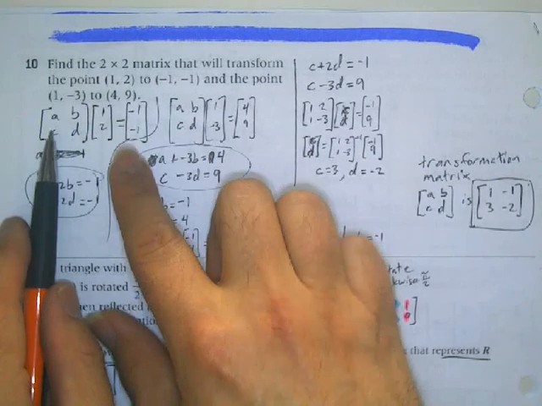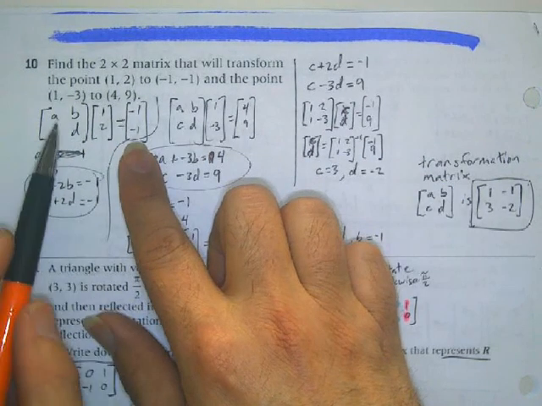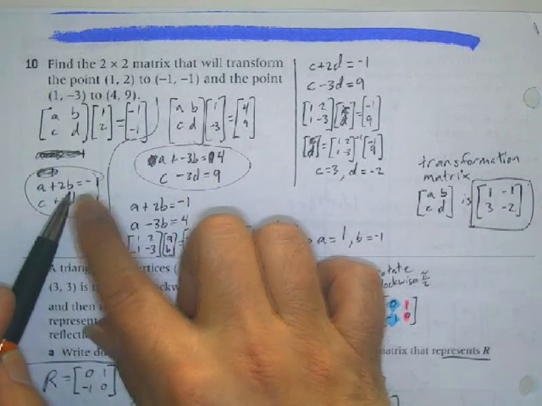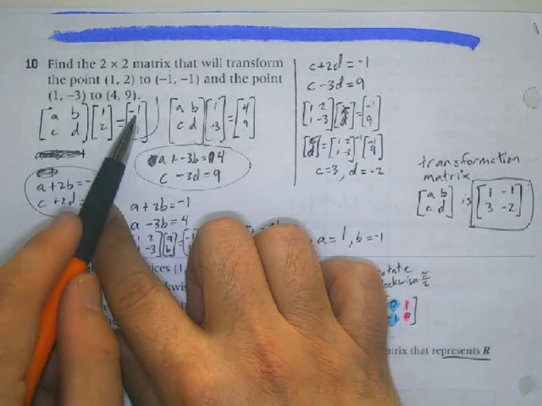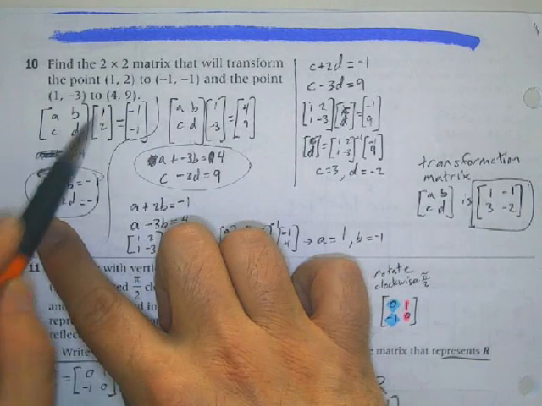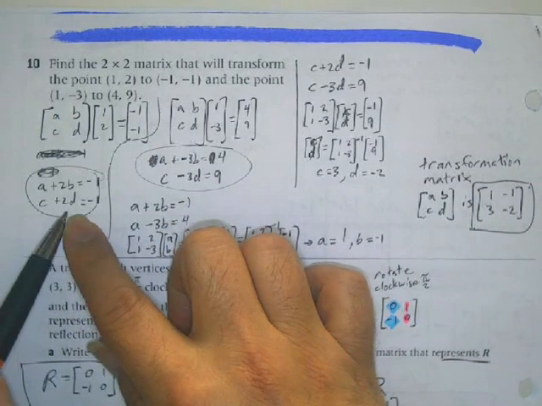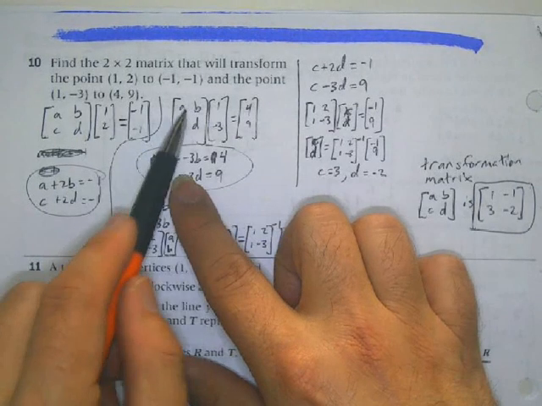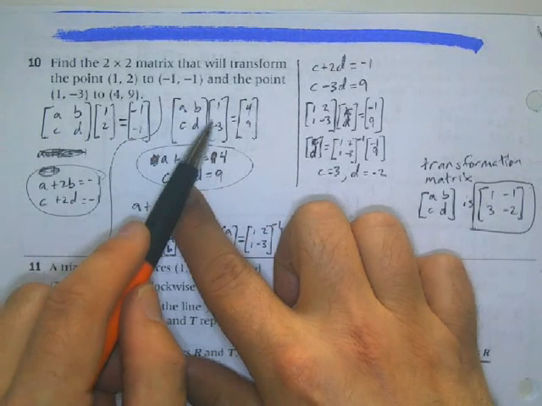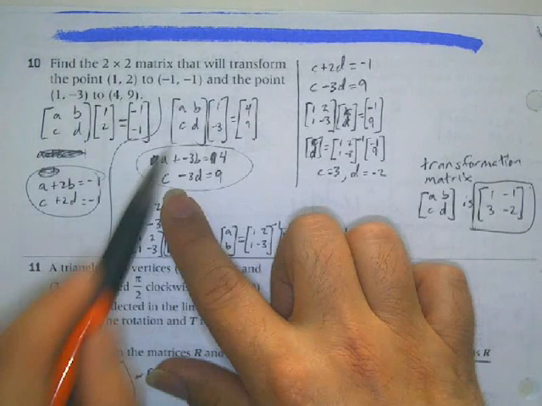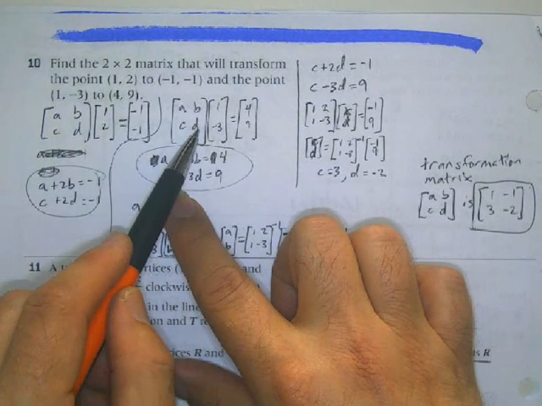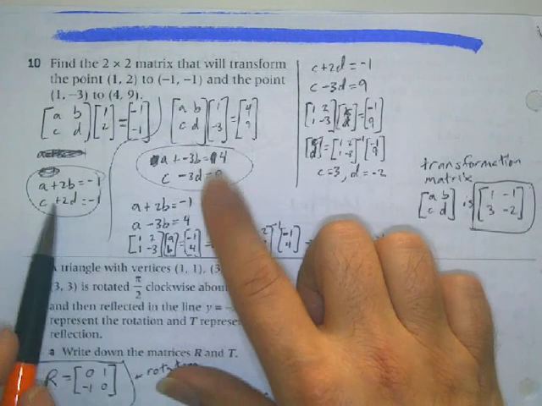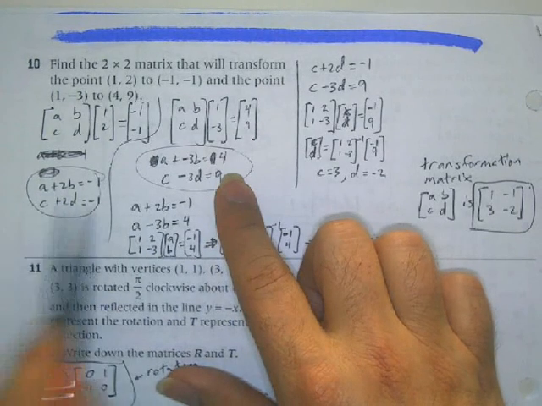Taking this matrix, I could put it into an equation where I get A times 1 gives me A, B times 2 gives me 2B, and my result is negative 1. Here I've got C times 1 gives me C, D times 2 gives me 2D, and that is also equal to 1. Here I've got A times 1 gives me A, and B times negative 3 gives me 4. And here I've got C times 1 gives me C, and D times negative 3 gives me negative 3D, and that's going to be equal to 9. Now I'm going to take these four equations to figure out what A, B, C, D are.